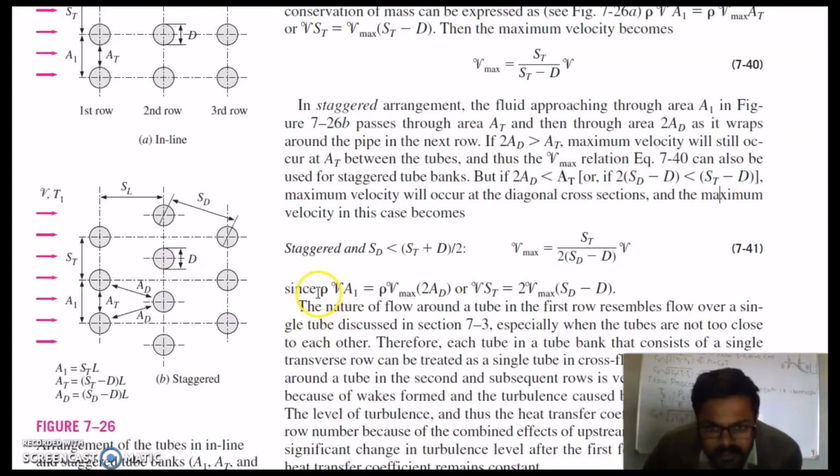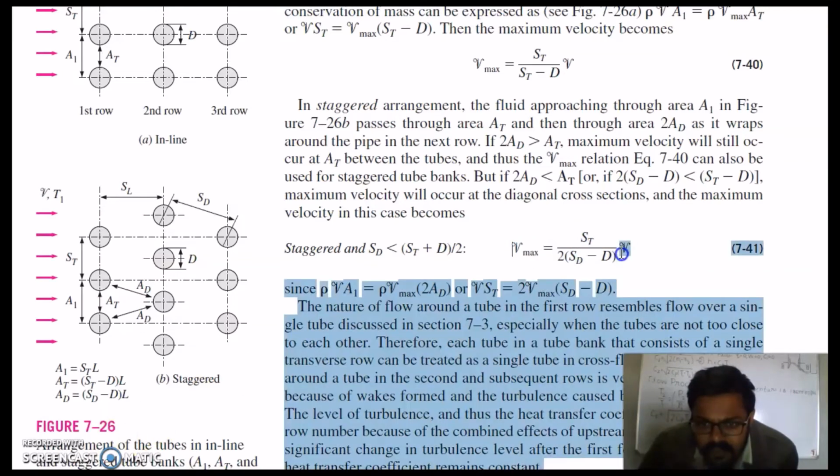Now apply the conservation of mass principle, that is, the mass flow rate at this point, which is density into velocity into A1, is equal to the mass rate at this plus this, which is equal to density into maximum velocity into this plus this, which is equal to 2AD. Replace this AD with this here, you will get this relation. From here you can find V maximum, which is ST by 2(SD minus D) into velocity.